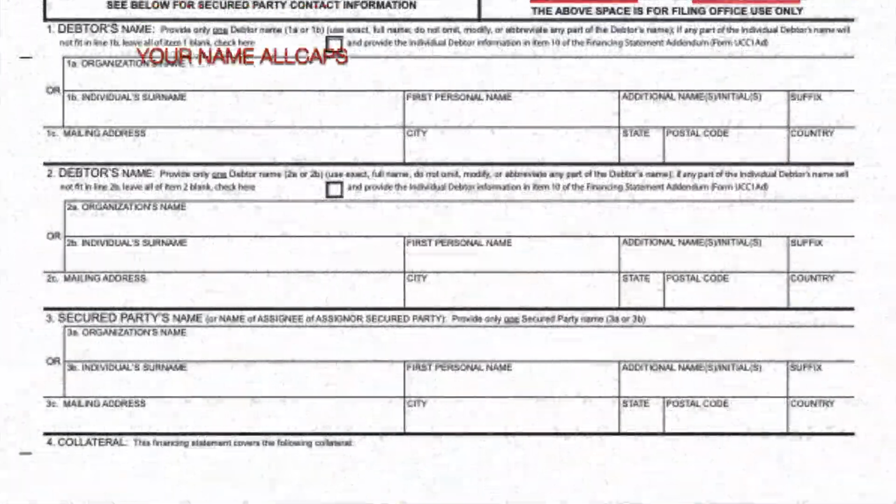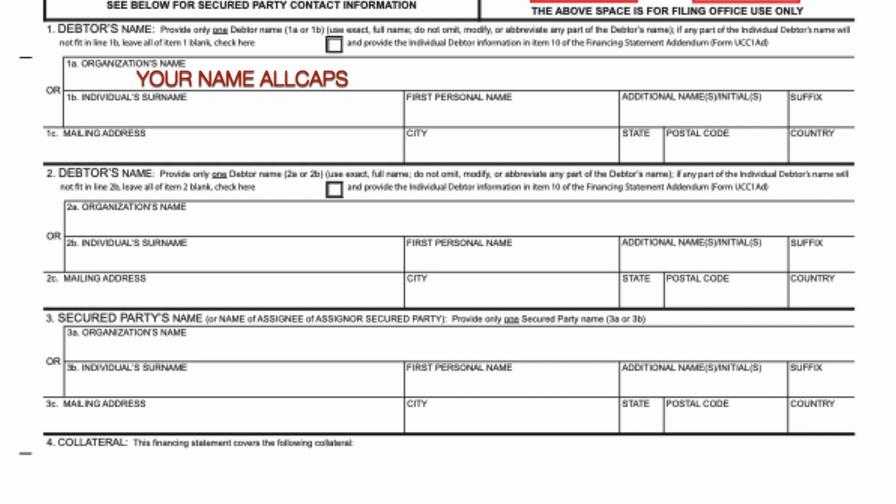Here's how it looks. I told you it was a simple matter. This is a one-page document. So, your name in all caps is the organization's name. That's the debtor's name. Okay? The secured party is you, your proper name spelled as a proper noun.